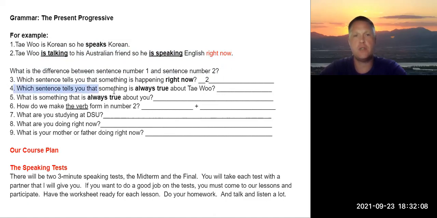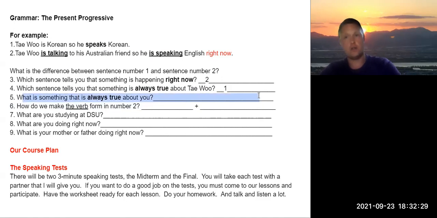And which sentence tells you that something is always true about Tae-woo? Number 1, he speaks Korean, not 24 hours a day, but that's his language. Okay, he also speaks English because he's learned it. What is something that's always true about you? You're a girl, you're a boy, you have black hair, or you have long hair, or you like chicken. Okay.